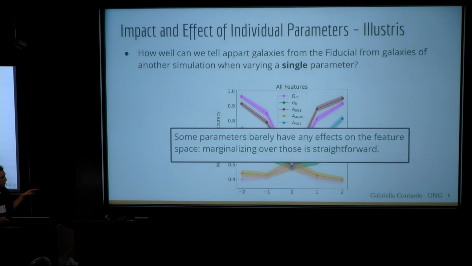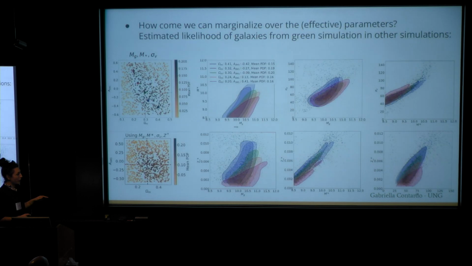So the first point here is that some parameters don't have any effect on the feature space, so marginalizing over those is straightforward. We still have the ones that do have an effect, and so we still have to figure out why we can marginalize over the effective ones. So this is mainly to give an intuition about this.